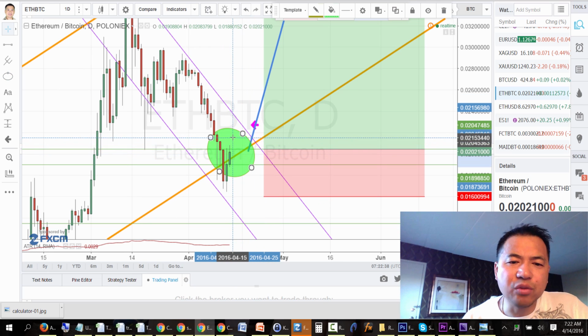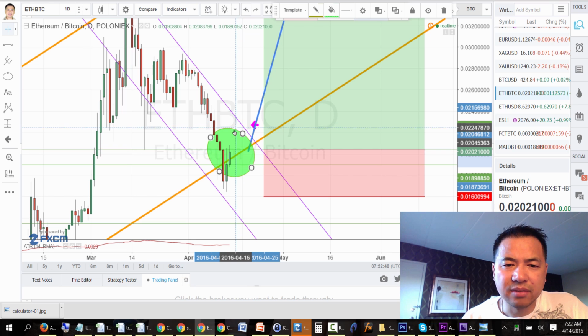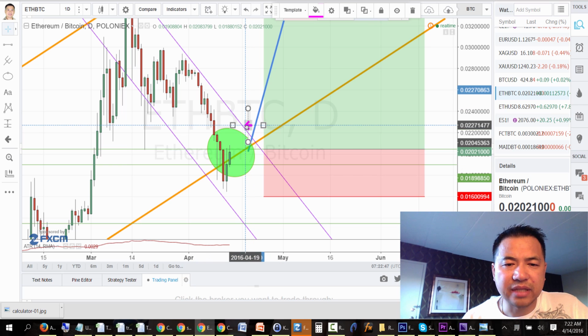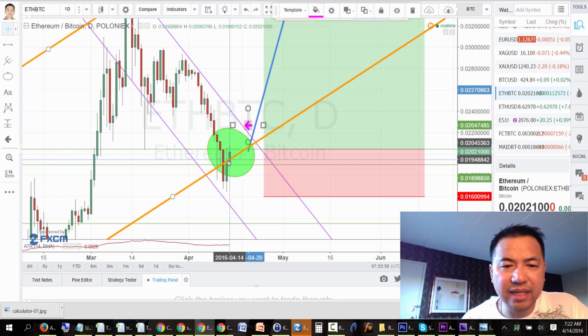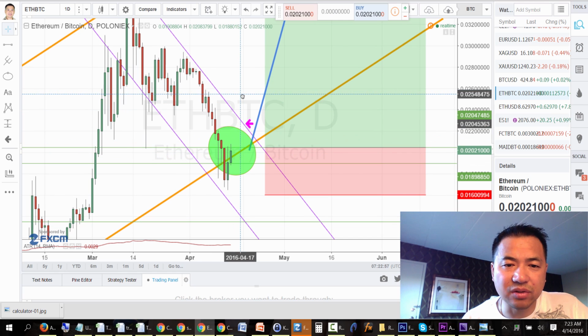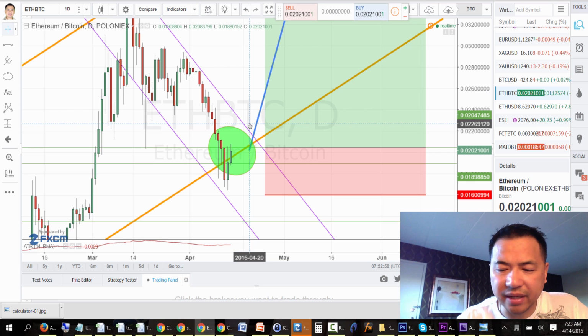Anywhere in this. But the longer that you wait for price to come up to get confirmation, once it breaks this purple trend line, the more risk that you take, and the less reward that you get also. So let me just get rid of this pink arrow.